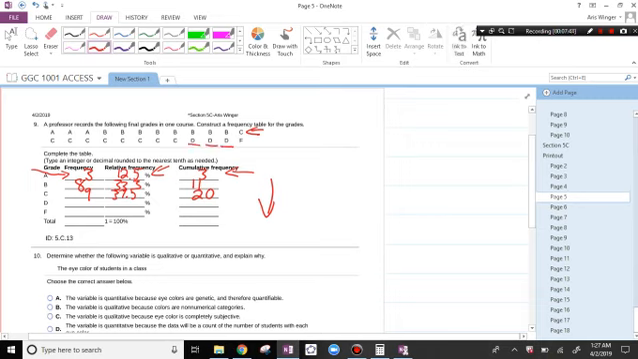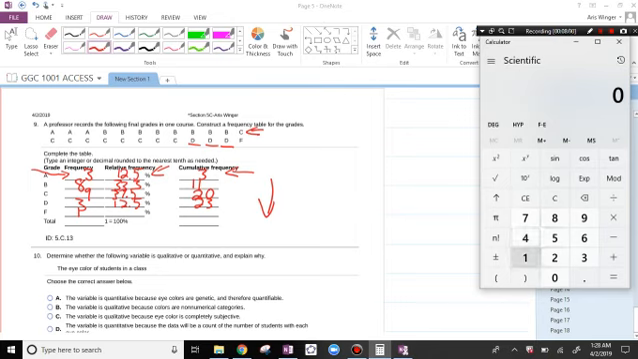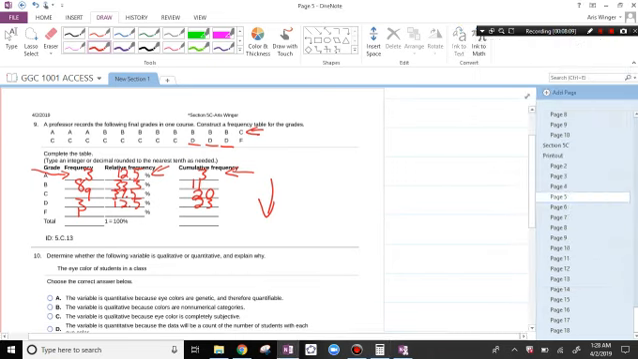D's 1, 2, 3, 12.5%. 3 more on top of this 20 makes 23. How many F's? 1 F. 1 out of 24. Let's see what that is. 1 divided by 24 times 100 equals 4.2, rounding to 1 decimal place. Adding 1 to 23 should give all 24. The total is 24, and the cumulative is 24.